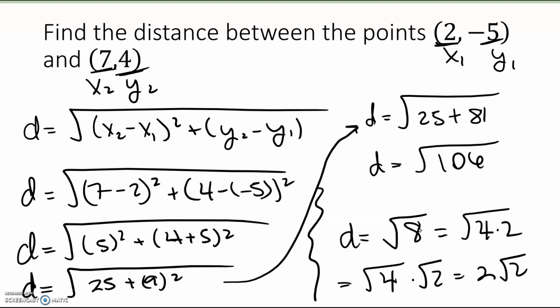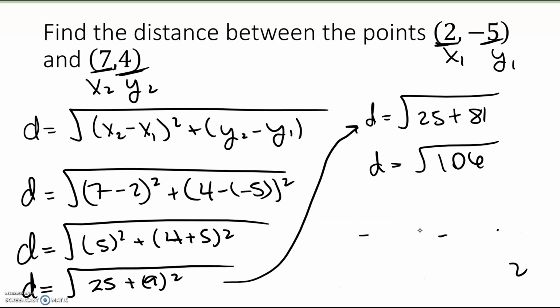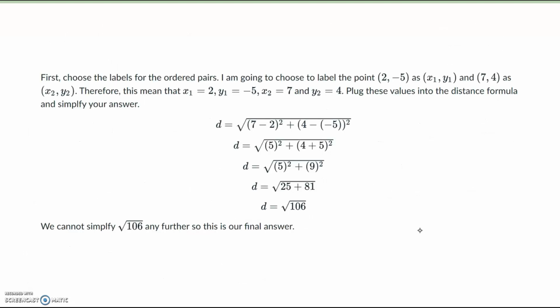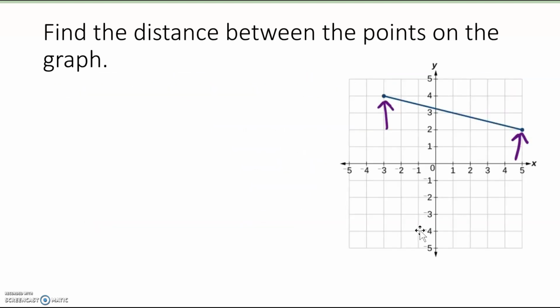I can't do that with 106, the square root of 106. So that's going to be my final answer. So the distance between these 2 points is the square root of 106. Okay, so here's a nice and neat version of what I just did right there. Our final answer is the square root of 106 because we cannot simplify it any further. So that is when you're given 2 points.